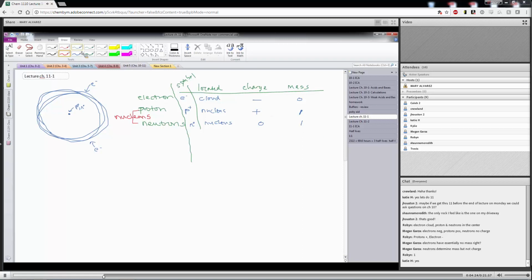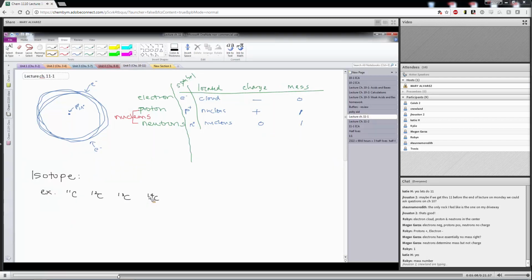And we also learned in chapter 2 that the same element can have different isotopes. What's an isotope? Like, for example, we could have the carbon-11 isotope, the carbon-12 isotope, carbon-13, and carbon-14. They would all be carbon. But what does this little number in the top left-hand corner mean? That's the mass number. Okay, excellent.